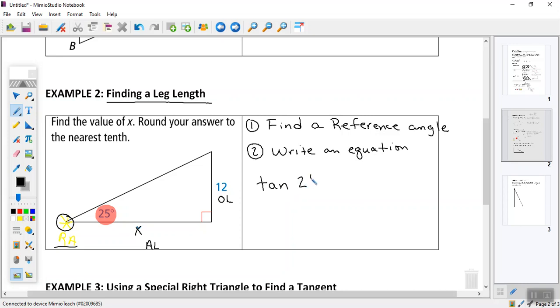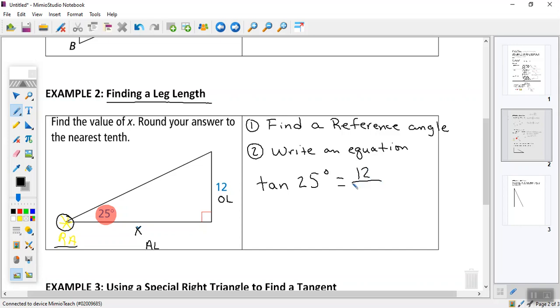Now, guys, the reason I'm using tangent is because we're using the opposite leg and the adjacent leg, and that's what defines tangent for us. So we say the tangent of this 25 degree angle, this angle right down here, is equal to, by definition, the opposite leg length, 12, over the adjacent leg length, which is x.